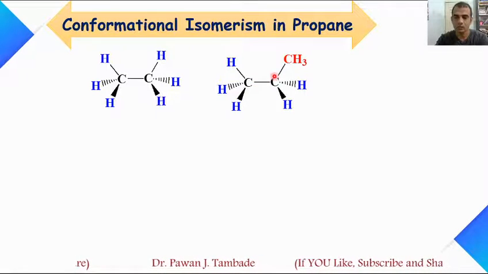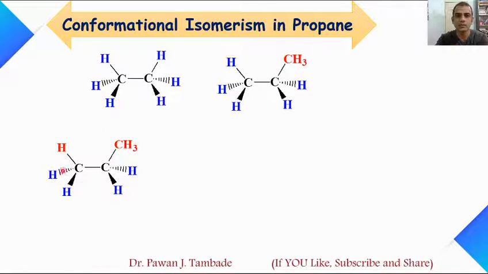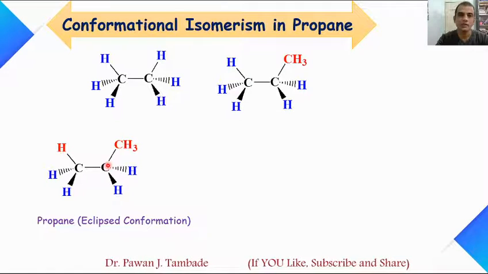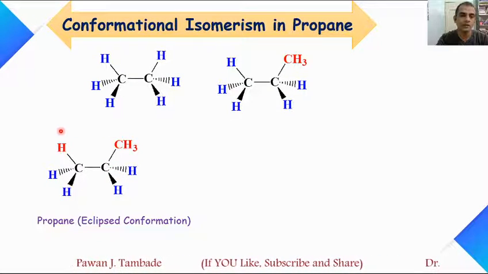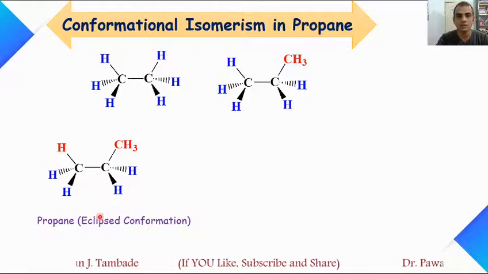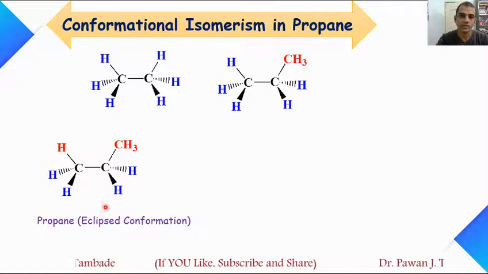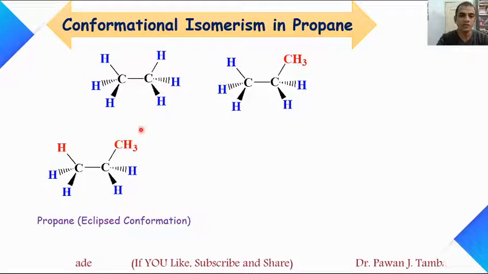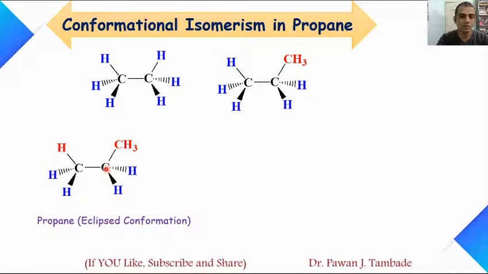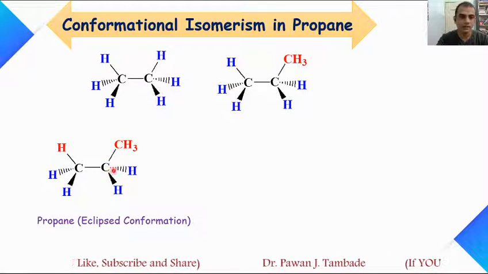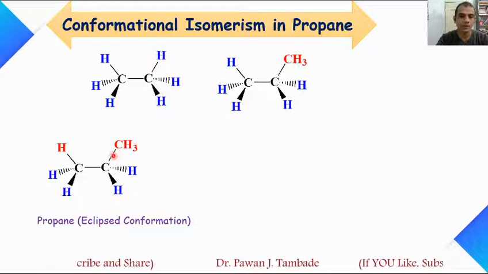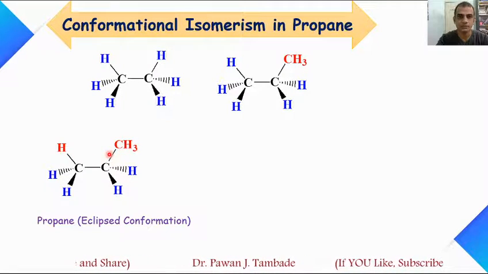Now if you look at this structure of propane, this is nothing but the eclipsed conformation of propane. Now how are we going to identify whether it is eclipsed or staggered conformation? If you look at this molecule carefully along this carbon-carbon single bond, shown in black color, this carbon-hydrogen bond and this carbon-carbon bond are overlapping on each other.